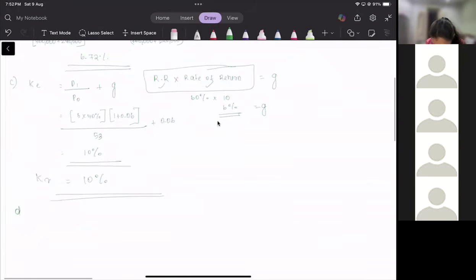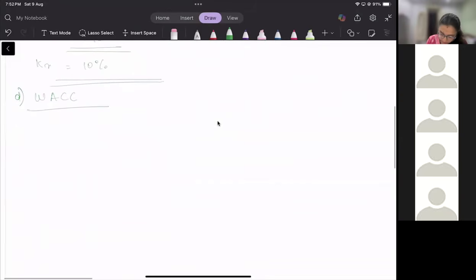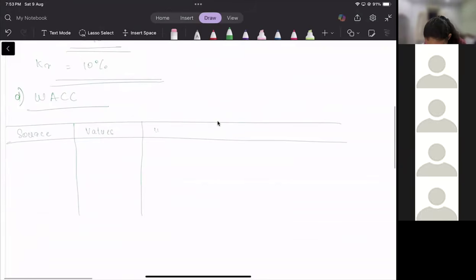And then coming to the last part. So this is clear, right? So let's go to the last part. Weighted average cost of capital. Source, values or amounts, weight, cost, weighted average cost.